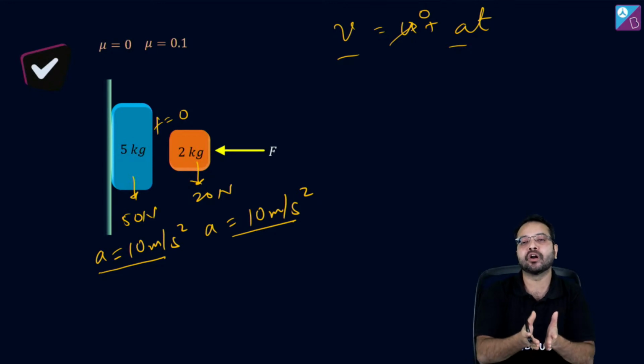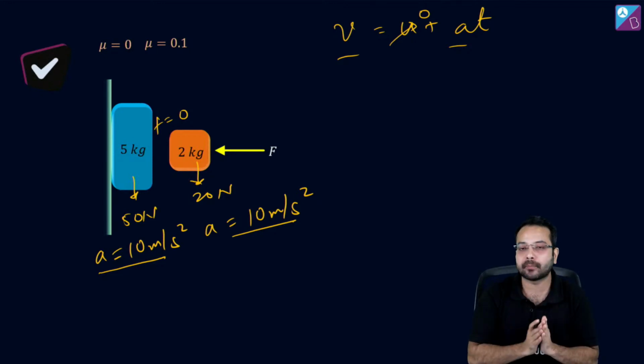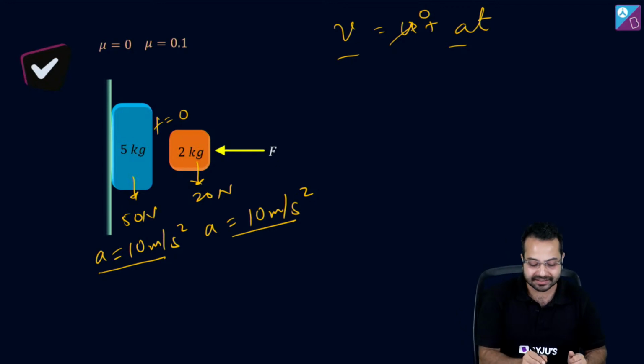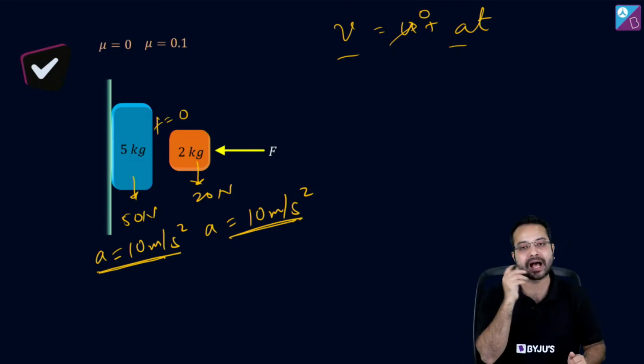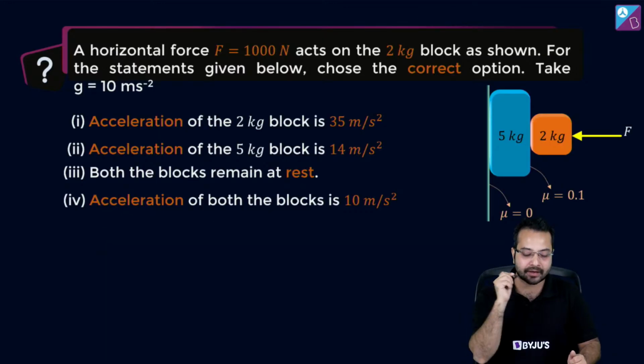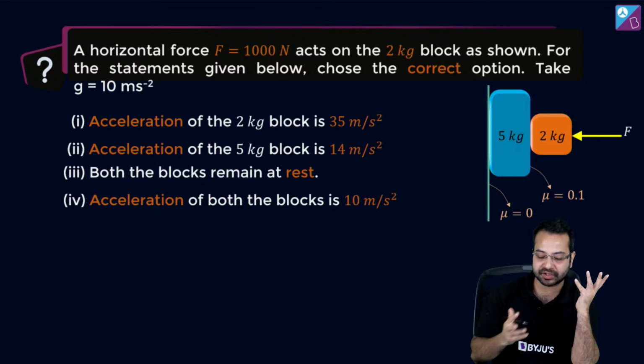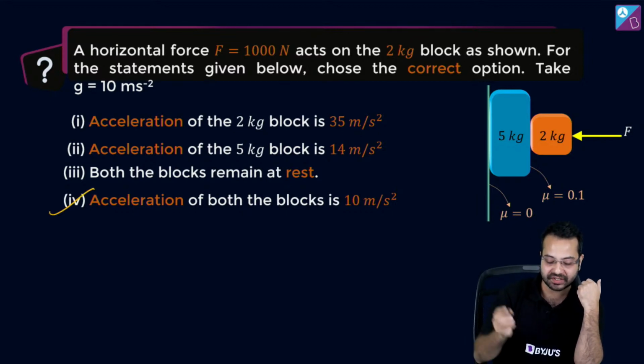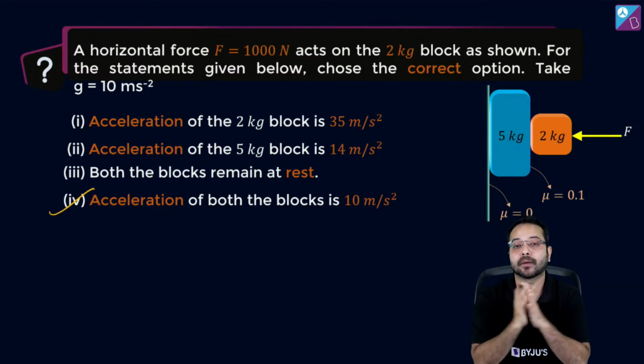Both are going to fall together. There's nothing to keep them in their place. There's no upward force. So both the blocks are going to go together in the downward direction. And what will be their acceleration? Both of them are going to have the acceleration of 10 meter per second square. Is that correct? Okay. So let's have a look at the options. So what option is going to be correct? Option 4 is certainly going to be the correct option.